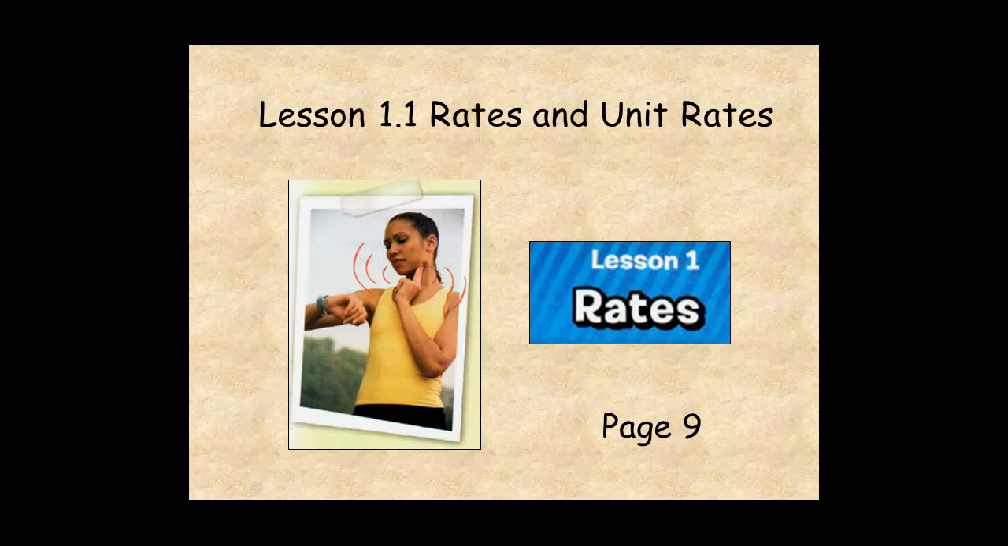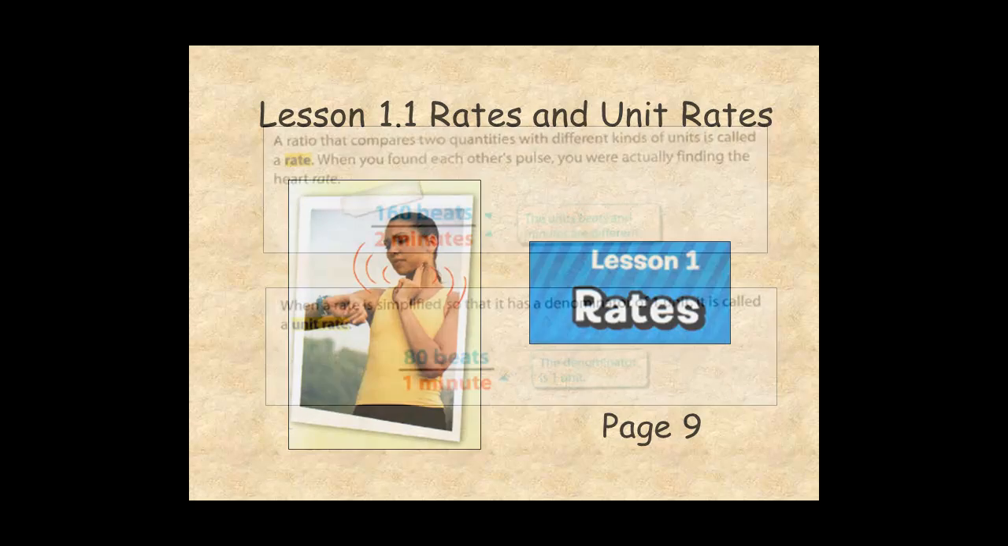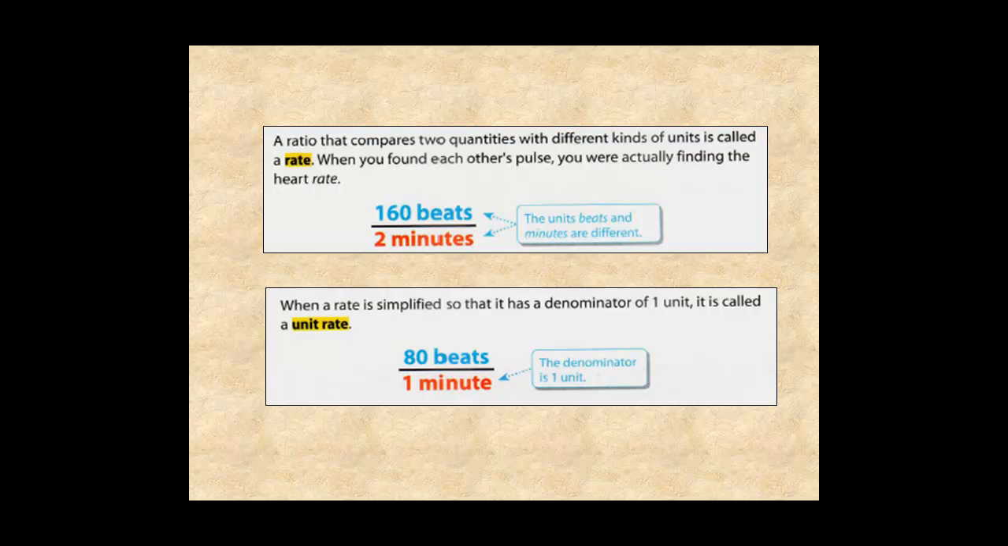This lesson helps you understand rates and how to convert rates to unit rates. A ratio that compares two quantities with different kinds of units is a rate. For example, 160 heartbeats in 2 minutes. Notice the units are different. Number of heartbeats in the numerator, minutes in the denominator.